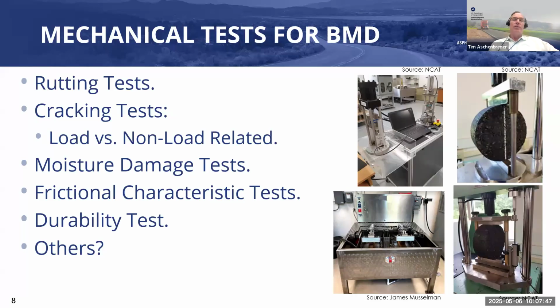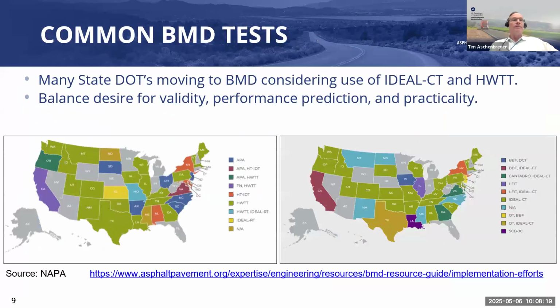Moisture damage, most commonly there is the AASHTO T283 that is commonly called the modified Lottman test, or even some are using the Hamburg wheel track test to help predict moisture damage. Frictional characteristics, those types of tests are starting to be implemented by some states as a part of their balanced mix design. Durability tests like the Cantabro and many others. So a lot of tests, but really you want to focus on the type of distress you're trying to minimize.